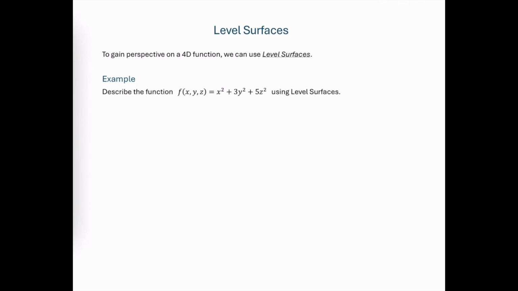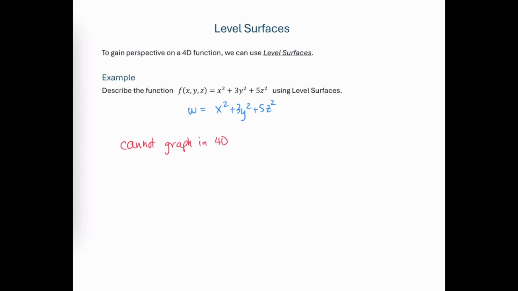In this video, we're going to demonstrate how a level surface can help us to gain perspective on a four-dimensional function. A 4D function is one that has three independent variables, and we can call the output some other variable that these three independent variables would map to. So let's let this 4D function have an output variable that is w. Since we cannot graph in 4 dimensions, what we are going to have to use are level surfaces to gain some sort of an understanding about the outputs of this function.